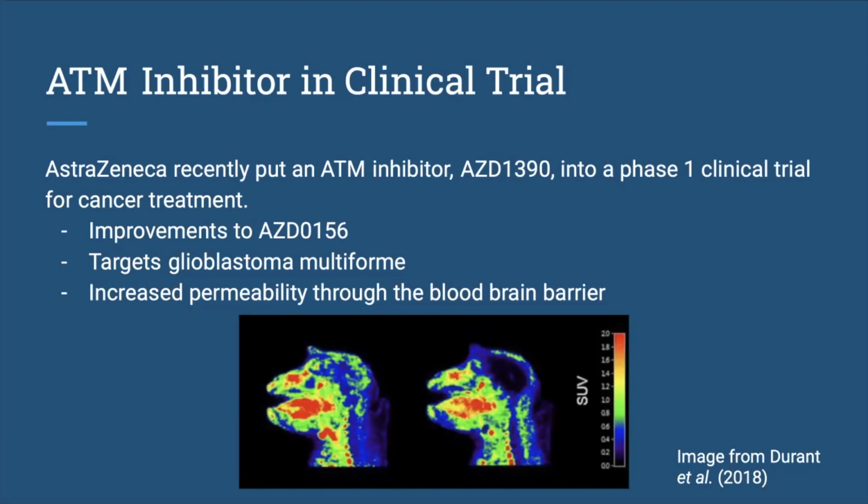In this image, a color-coded PET scan of a monkey brain is shown. The image on the left shows the permeation of the new drug, AZD1390, and the image on the right shows the permeation of the former drug. There is much more area lit up in the brain with the new drug than the brain with the old drug. This shows that the permeability is increased, letting the inhibitor prevent ATM action until after radiation is applied. The researchers found this was an effective way to kill cancer cells in animal models.